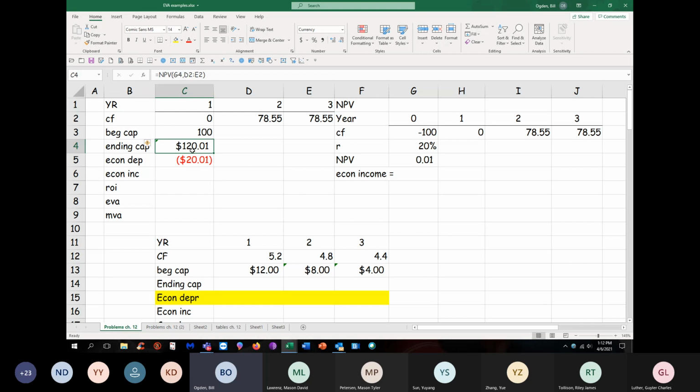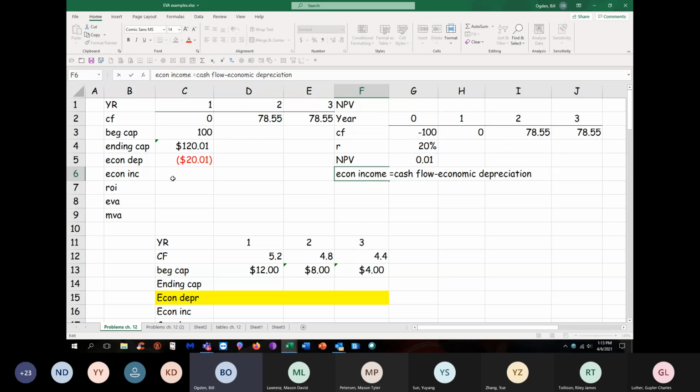All right, so economic income is equal to cash flow less any economic depreciation. Now, interestingly enough, if you went back to chapter 6 when we estimated cash flows, it's not a whole lot different. It's done differently, but many of the elements that we're doing here are there. All right. So economic income, let's do it.